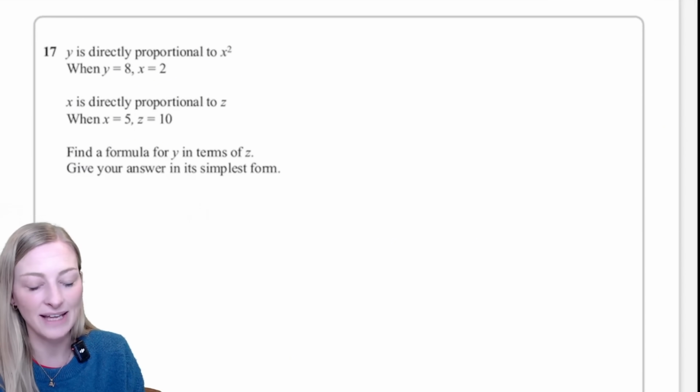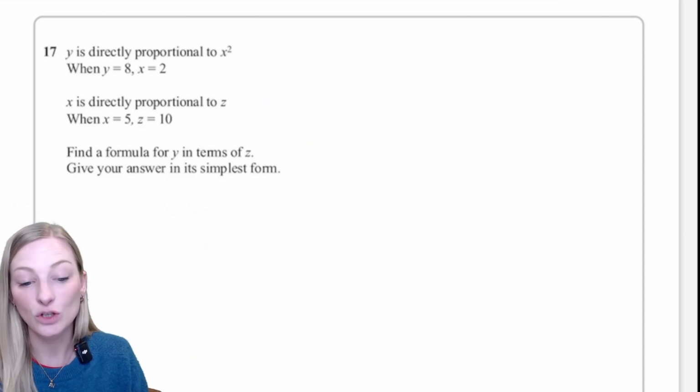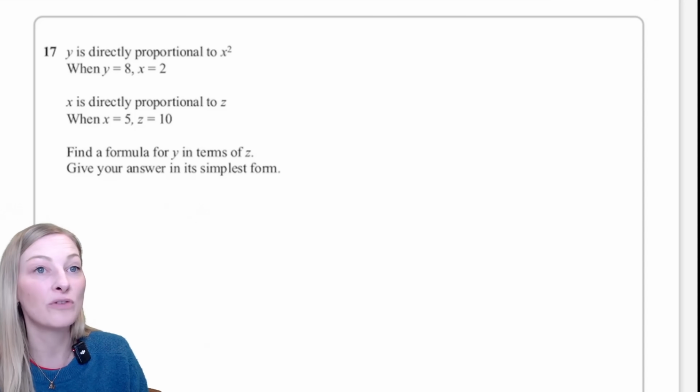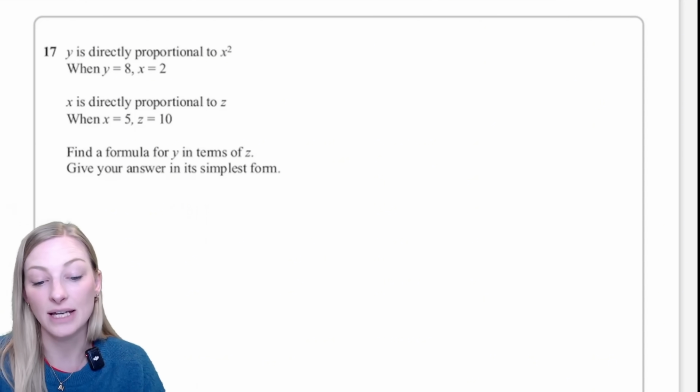Okay, question number 17. y is directly proportional to x squared. When y is 8, x is 2. x is directly proportional to z. When x is 5, z is 10. Find a formula for y in terms of z. Give your answer in its simplest form.